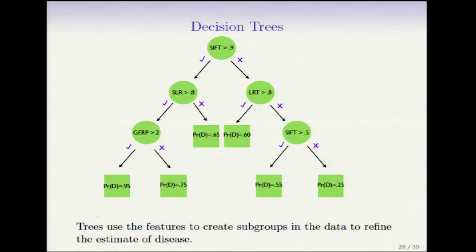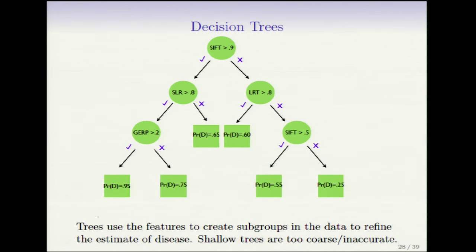So one approach that biologists have used for a long time is to subdivide the data, right? To try and find homogeneous subgroups and maybe make better predictions in homogeneous subgroups. That leads to decision trees, which is one of the techniques that grew up in statistics departments, so-called CART and methods related to it. These trees use the features to create subgroups in the data to refine the estimate of disease.